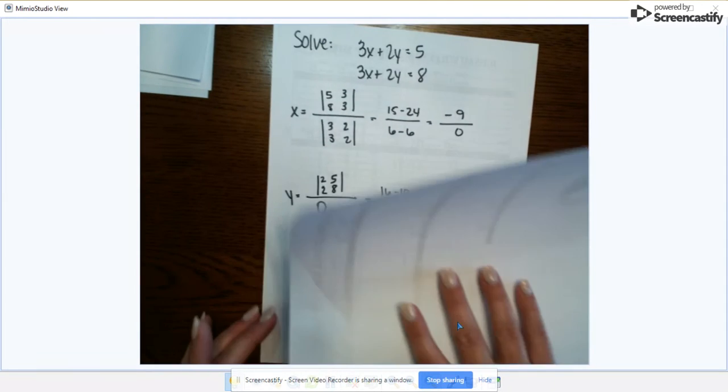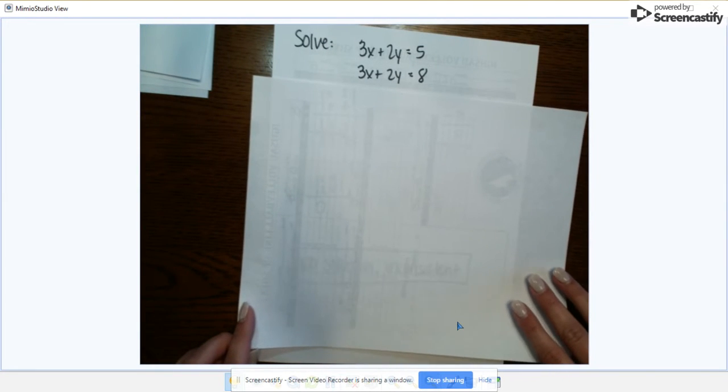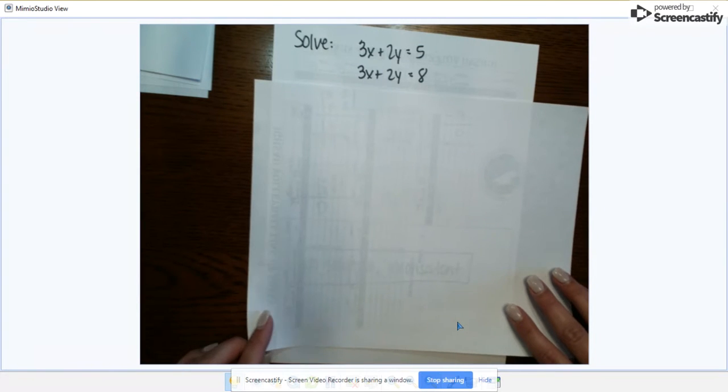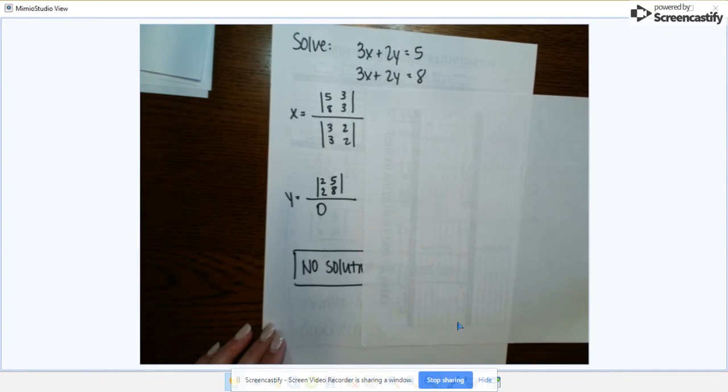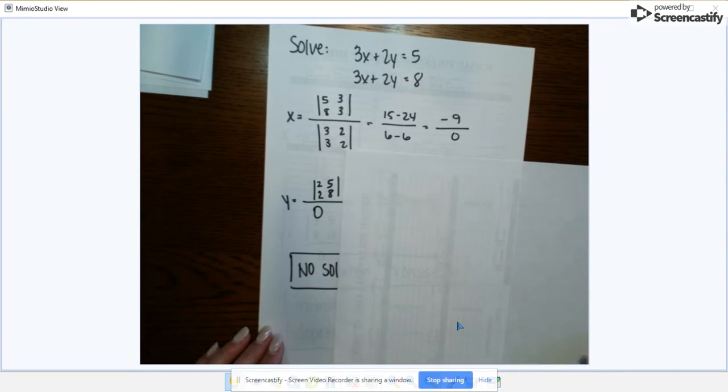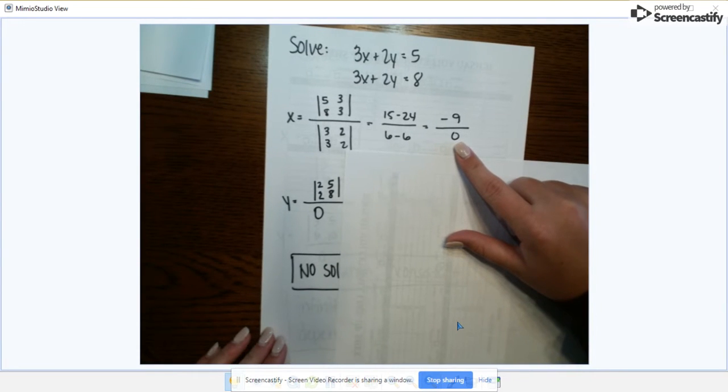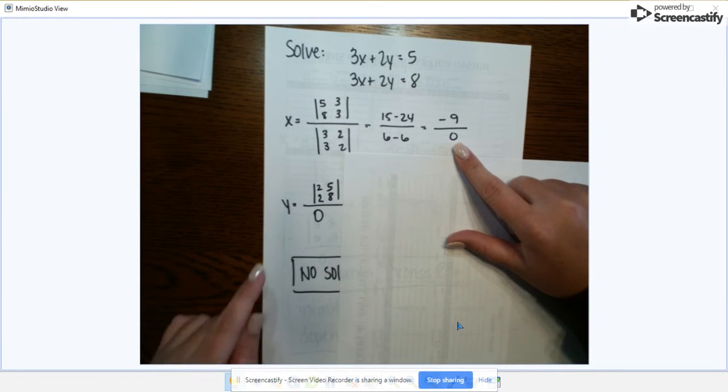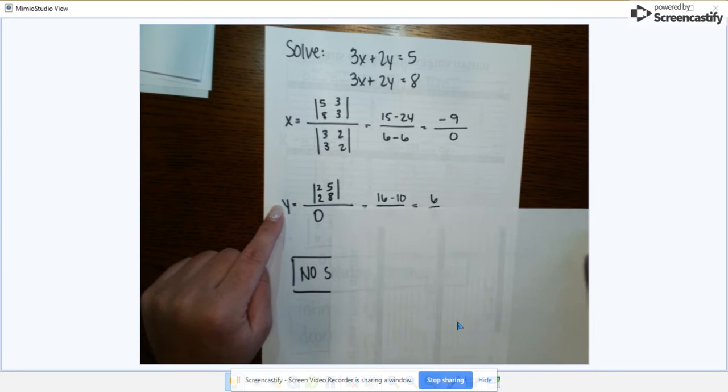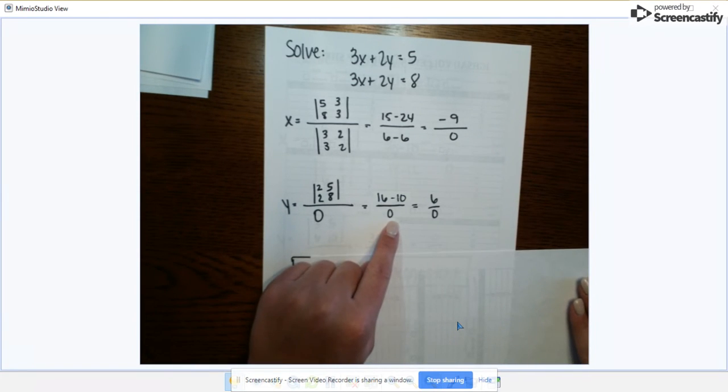Here is our first one: 3x plus 2y equals 5 and 3x plus 2y equals 8. If I go ahead and plug my numbers in, I get that my denominator is 0. So that raises our first problem. So I go and find my y. Obviously, the denominator is still 0.